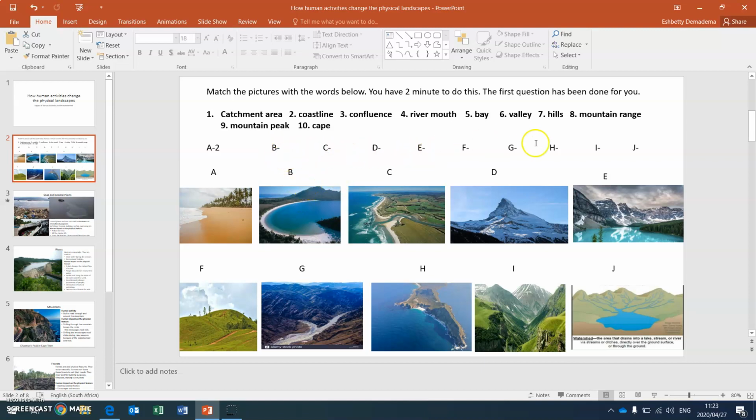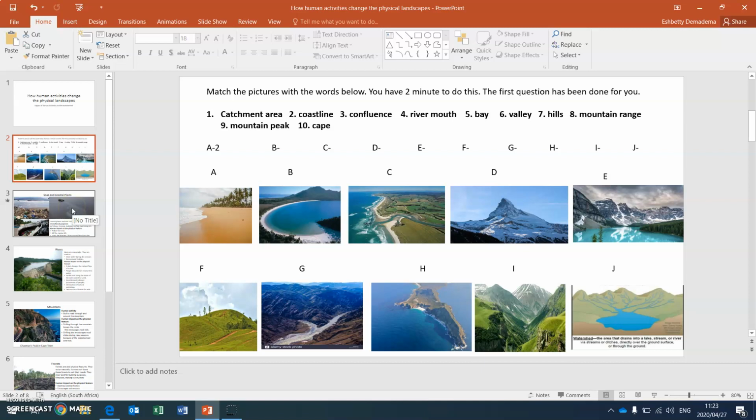Do everything right up to J, and I want you to time yourself. Do this in 2 minutes. Okay, so once you're done with the activity, we move on. Remember, the answers for this activity will be provided at the end of the lesson.